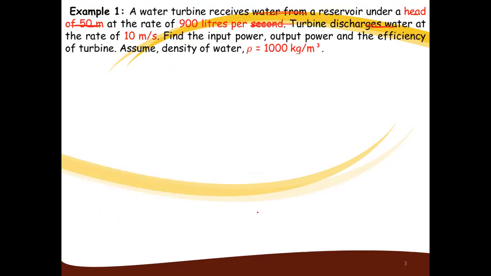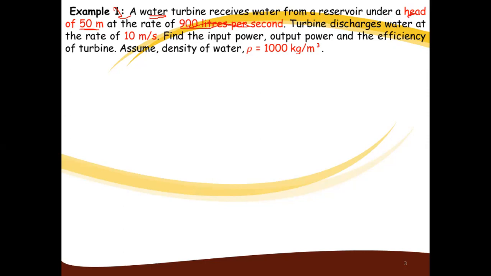Now we will see the second problem. So the second problem is a water turbine. This is the turbine problem. 2. A water turbine receives water from a reservoir under the head. Now this is the head. Head means height. So it is a head of 50 meter at a rate of 900 liters per second.